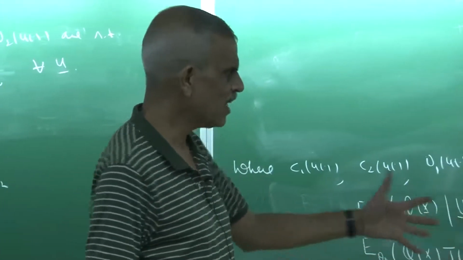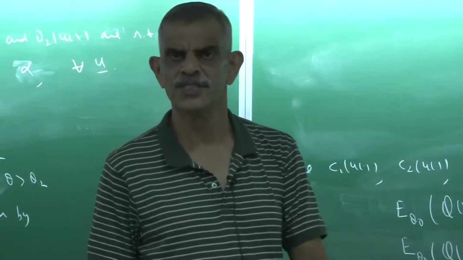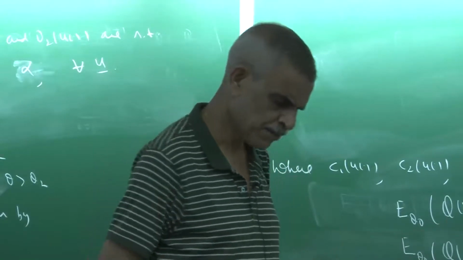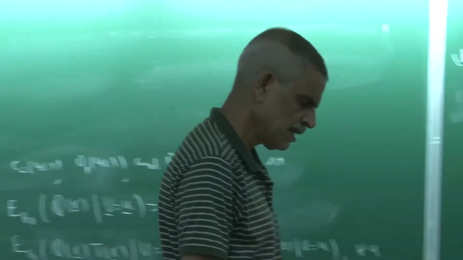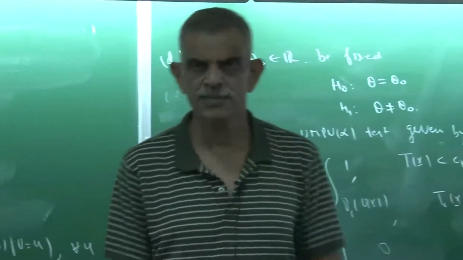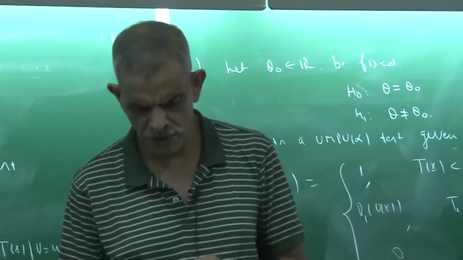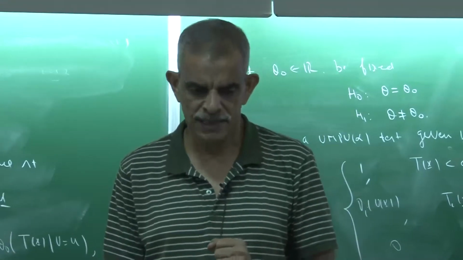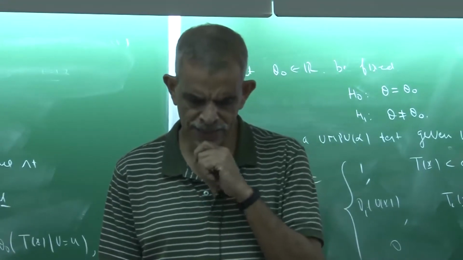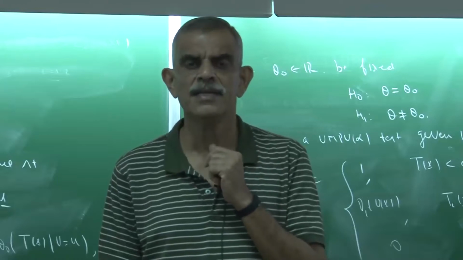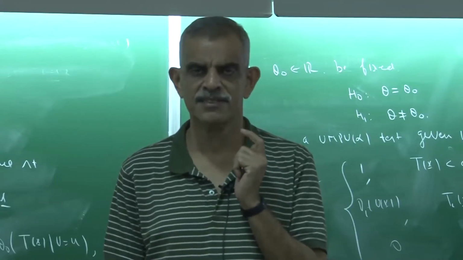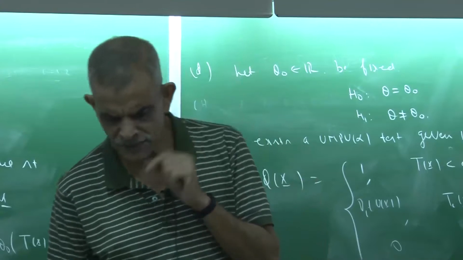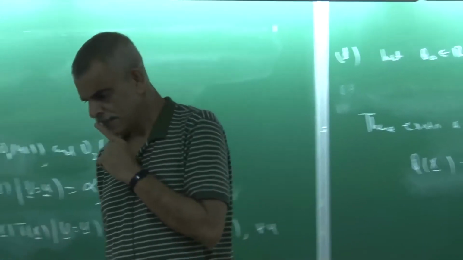Whatever I did in the last 4 modules was a review of basic concepts of testing of hypothesis, especially dealing with uniformly most powerful tests and uniformly most powerful unbiased tests. Now we'll start the content of this course, which will deal with invariant tests. That will start from the next module.